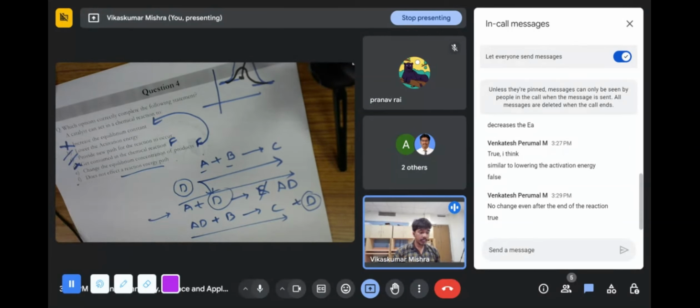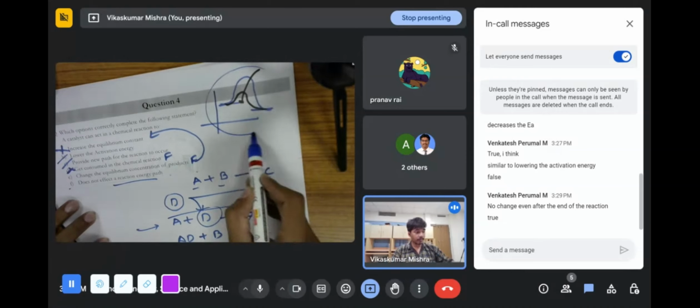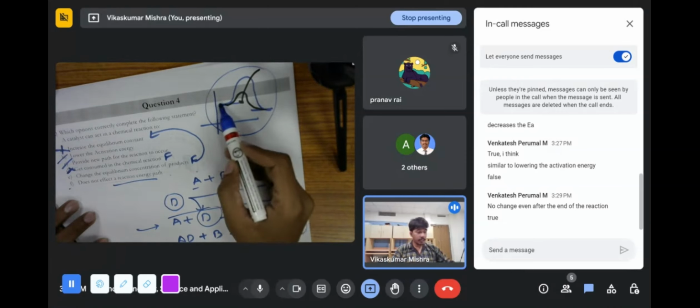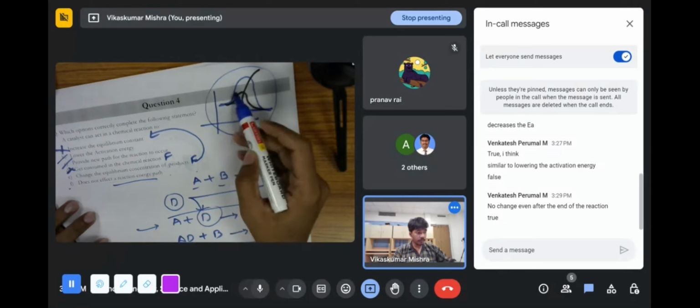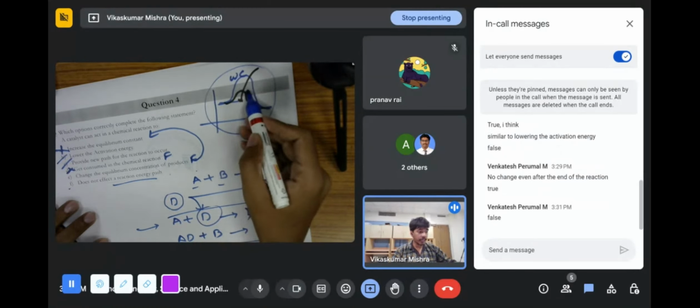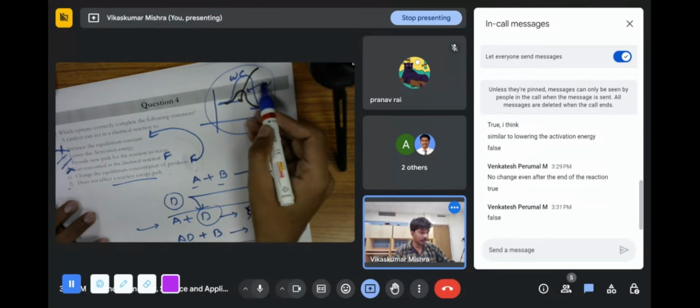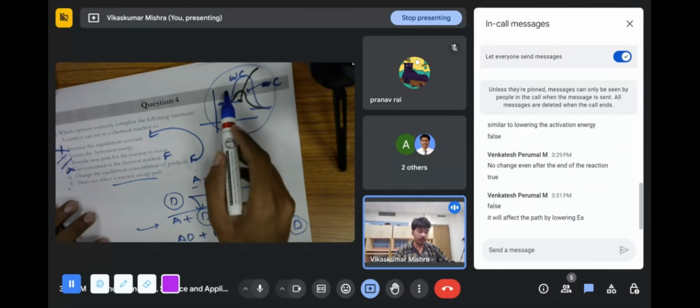Does not affect the reaction energy path. So now, does it affect the energy path? What is our energy path? Over here we can see, initially without the catalyst, the blue one without the catalyst, and this is with the catalyst. Okay, this is with catalyst and this is without catalyst.